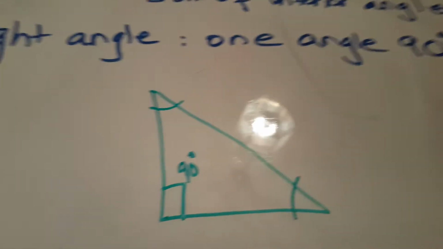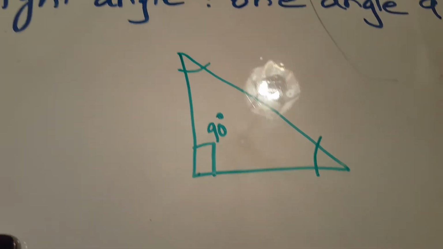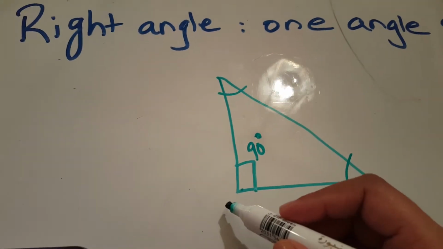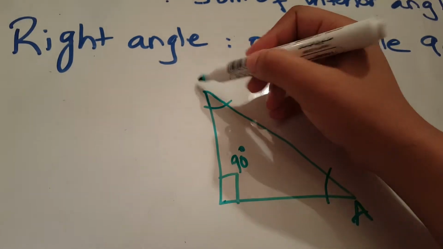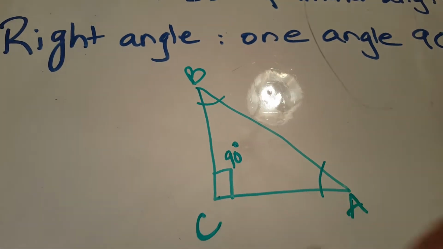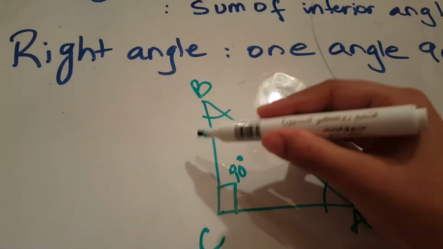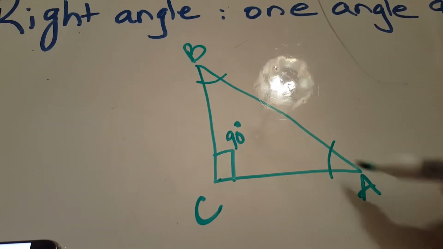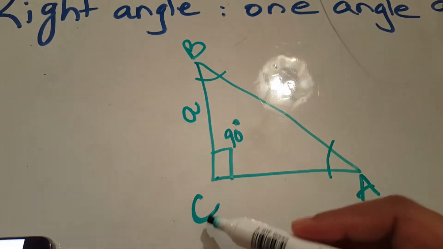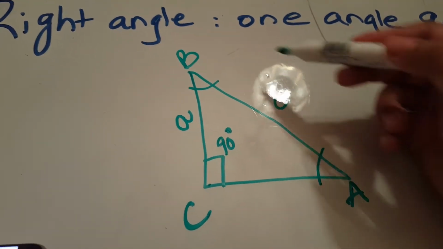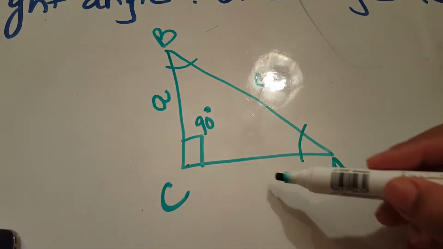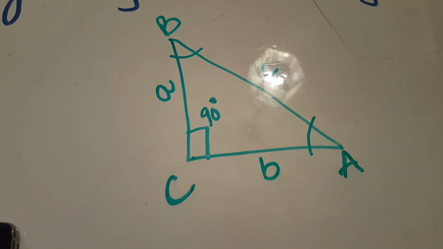Okay. So if I name this triangle, let's say it's A, B, and C. So what should be the side? This is the angle A, so this will be side A. This is the angle C, so this will be side C. And this is the angle B, so this will be side B, right?